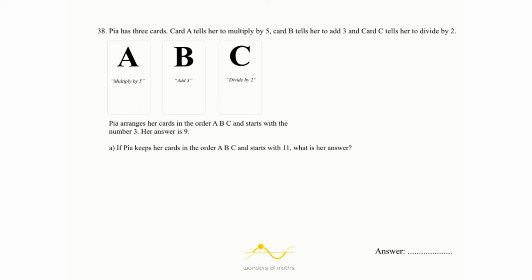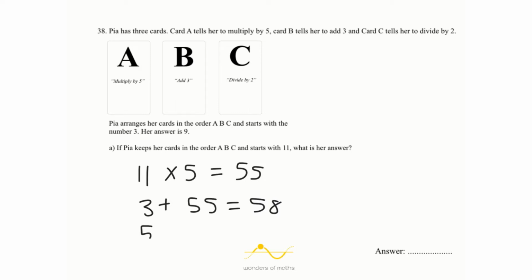If you start with 11, you have to apply the rules in the order A, B, C. So we need to start with multiplying 11 by 5 to get 55. Now proceed to card 2. Here we need to add 3 to 55 to get 58. And lastly, our final card, which is card C, means that we have to divide 58 by 2 to get 29, which is our final answer.